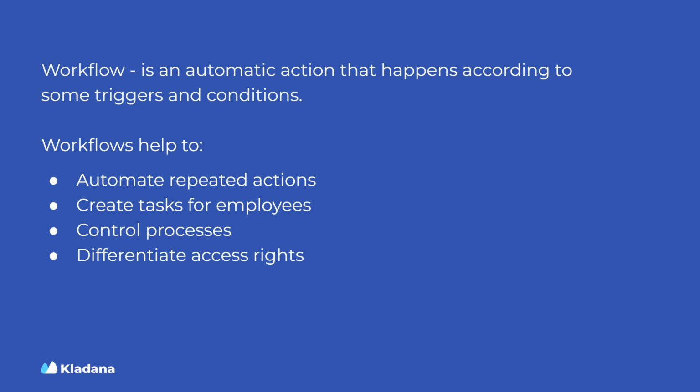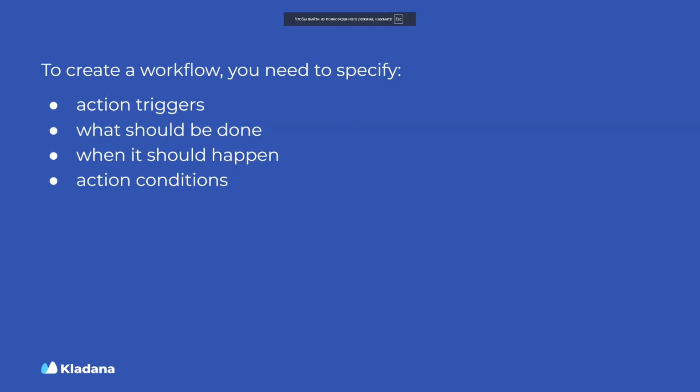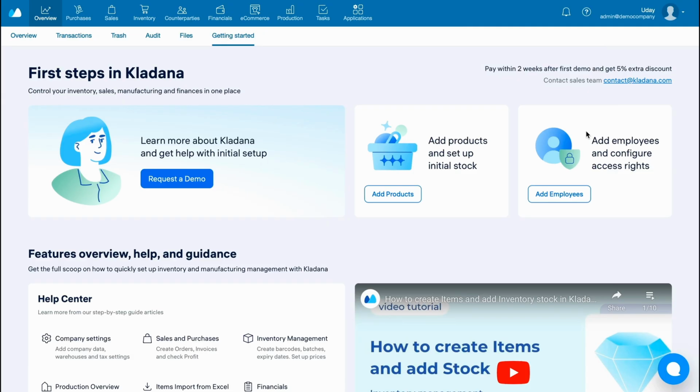Workflows help to automate repeated actions, create tasks for employees, create linked transactions, control processes, change results, get notifications about unpaid or missed sales orders, and differentiate access rights. To create a workflow, you need to specify the trigger of an action, what should be done, and under what conditions. Let's see how to do it in Kladana.